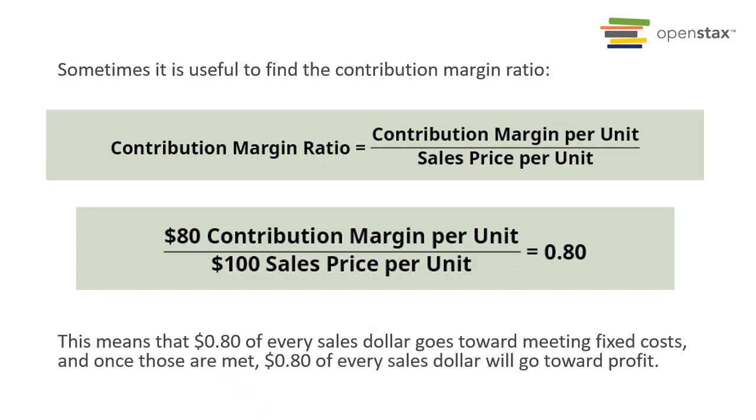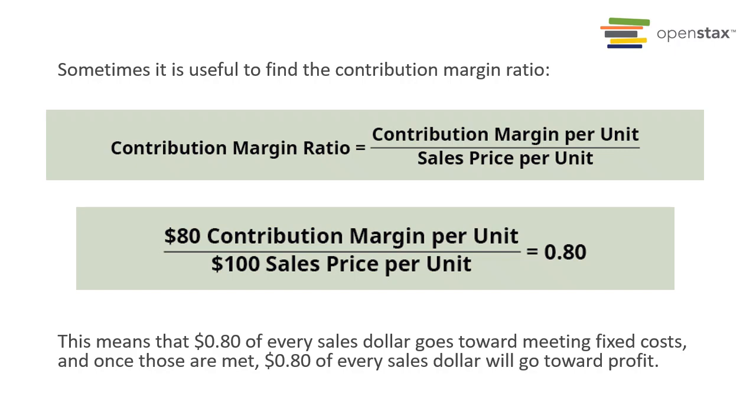We can also use that information to find the contribution margin ratio. And ratio is just a percentage. So anytime you see ratio, you know you're working in percents. We find the contribution margin ratio as the contribution margin per unit divided by the sales price. So $80 contribution margin divided by $100 sales price, a 0.8 or 80% contribution margin.